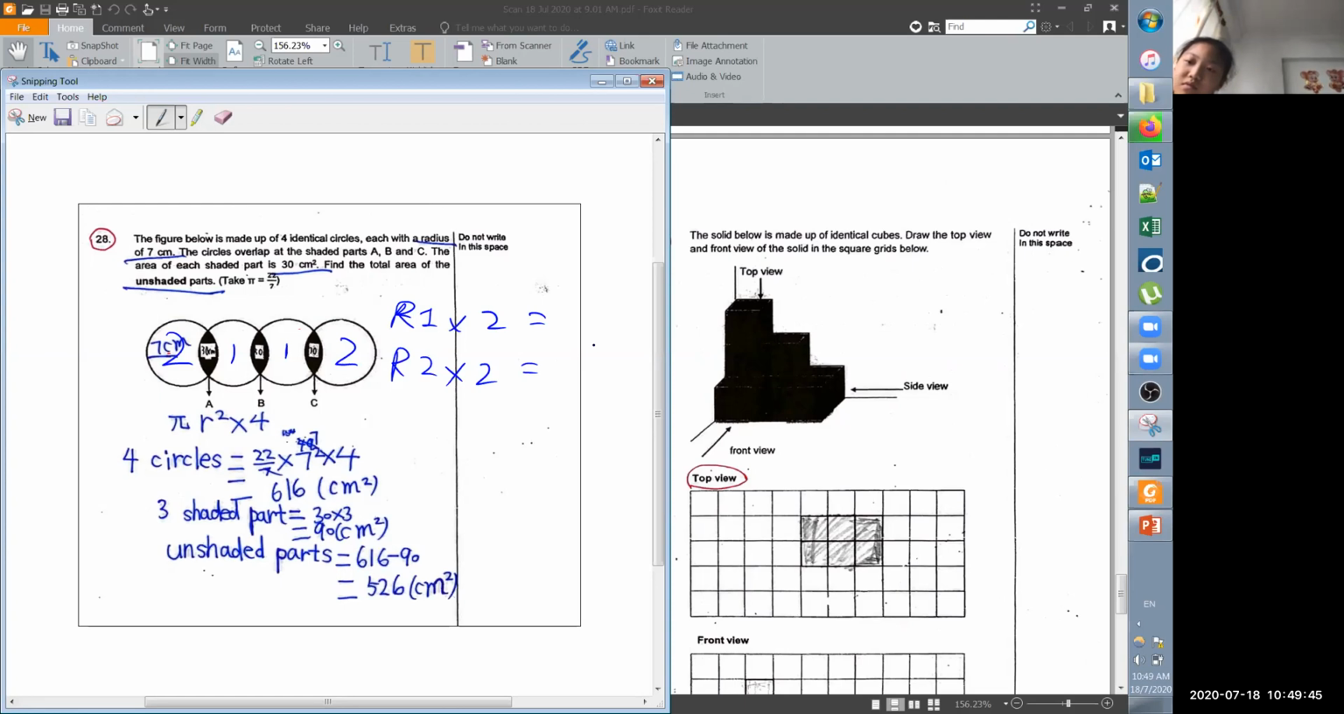So how do you get one? Region one is pretty simple. It's just one circle. So what is one circle? One circle is how much? Okay, one circle is pi r square, right? Yeah, pi times 49. It's 49 pi, right? Am I right? 22.